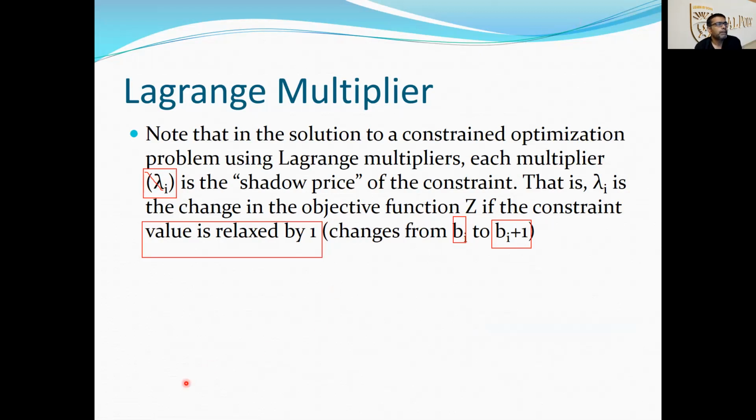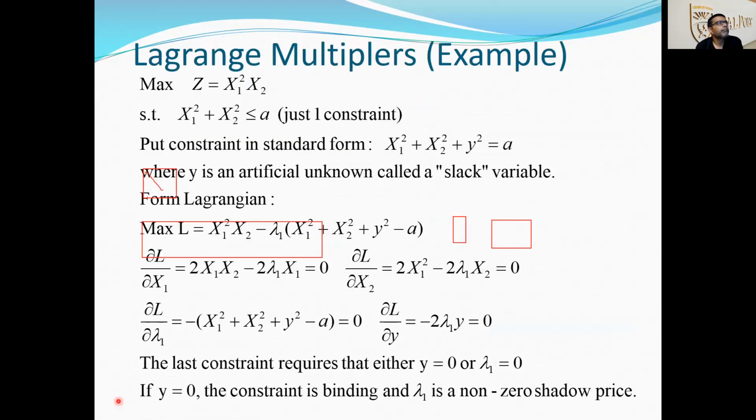So let's do a real quick mathematical problem. Let's say you have one objective function, two variables, x1 squared times x2, such that x1 squared plus x2 squared is less than or equal to a.